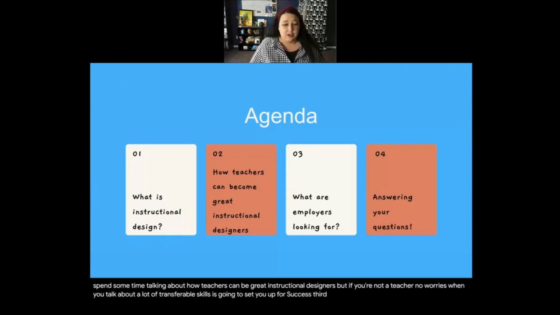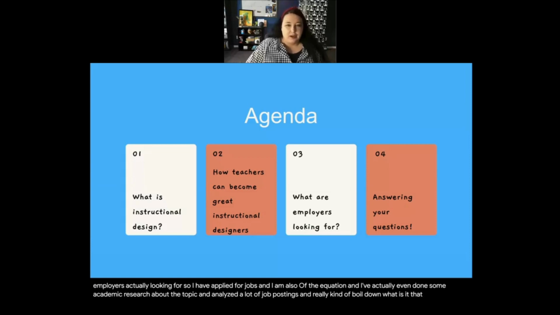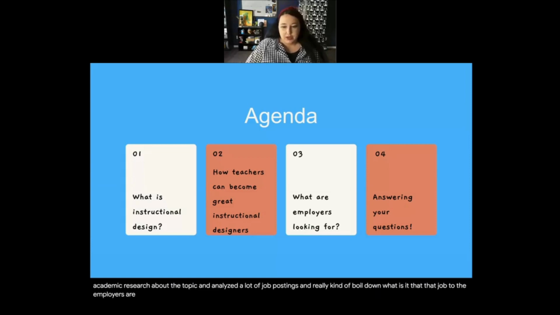Third part is I want to talk a little bit about what employers are actually looking for. So I have applied for jobs, and I am also a hiring manager. So I've been on both sides of the equation, and I've actually even done some academic research about the topic. I analyzed a lot of job postings and really kind of boiled down what it is that employers are looking for in the job market. And finally, the best part, answering all of your questions.